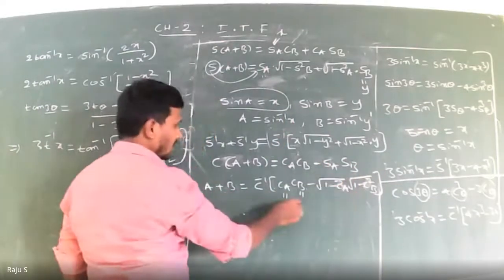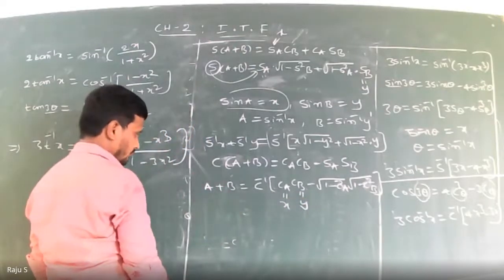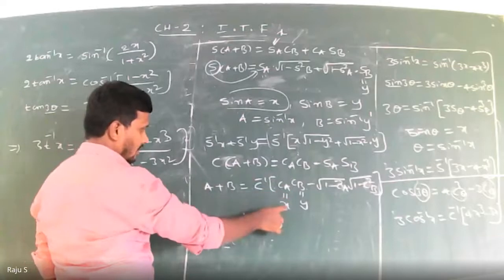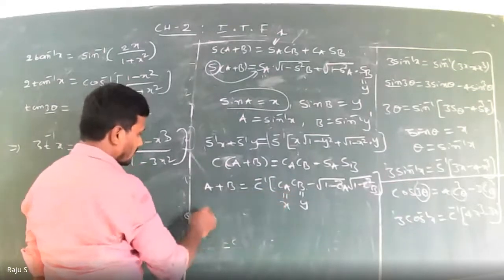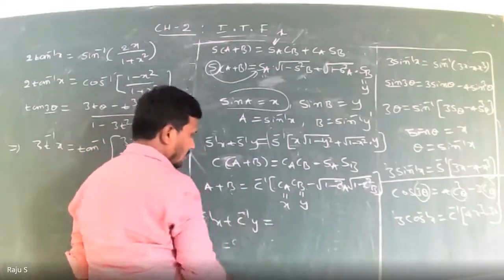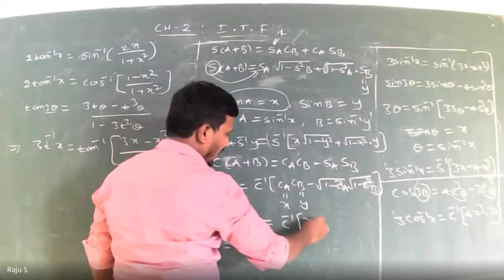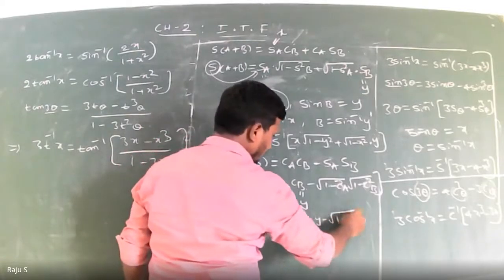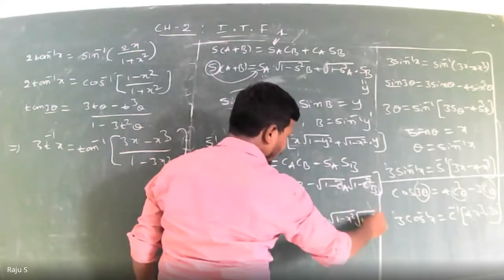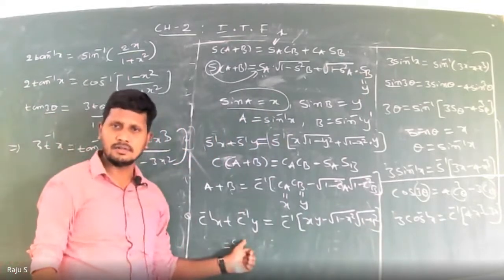Now cos A is equal to x, cos B is equal to y. Then what is A? Cos A is equal to x, then A is equal to cos inverse of x. Then B is cos inverse of y, and that is equal to cos inverse of what is cos A? X y minus root over 1 minus x square times root over 1 minus y square. Simple formula, simple derivative part.